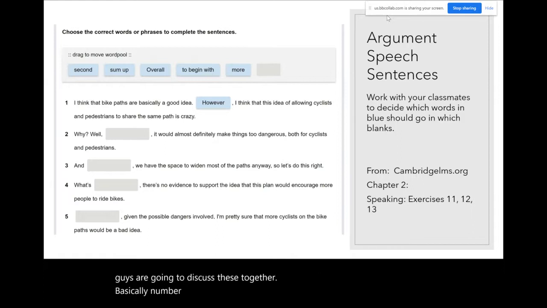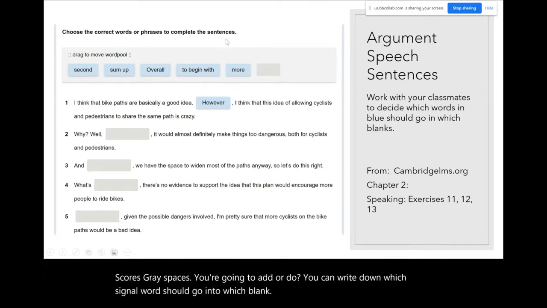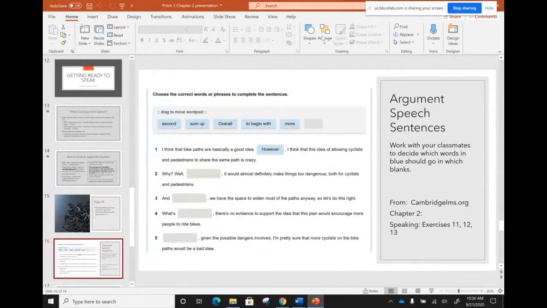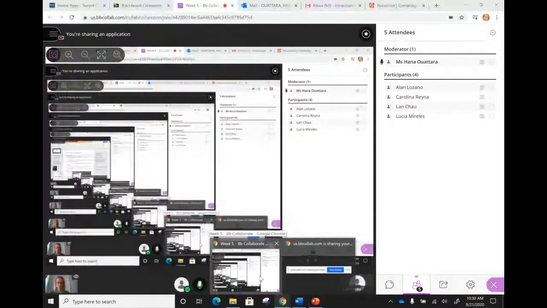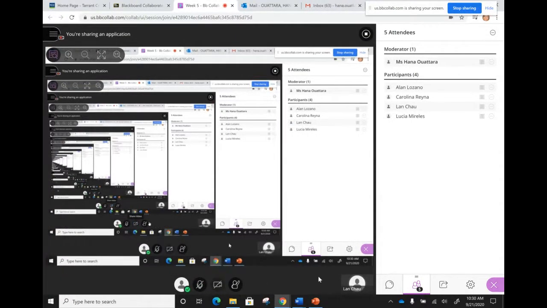Basically, number 1, 2, 3, 4, 5, these are parts of the supporting details of a speech. So in here you're going to see a counter argument and you're going to see support. And what you need to do is add into these gray spaces, or you can write down, which signal word should go into which blank. Does everybody know what we're doing? Does anybody have questions? Okay, let me go back to collaborate real quick. I'm going back to the screen, and you guys have 5 minutes to fill in the blanks together.